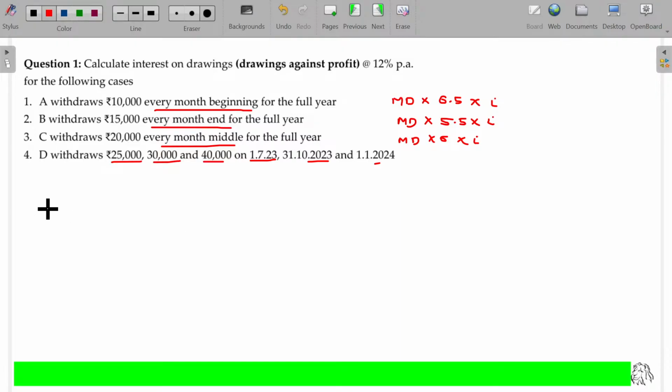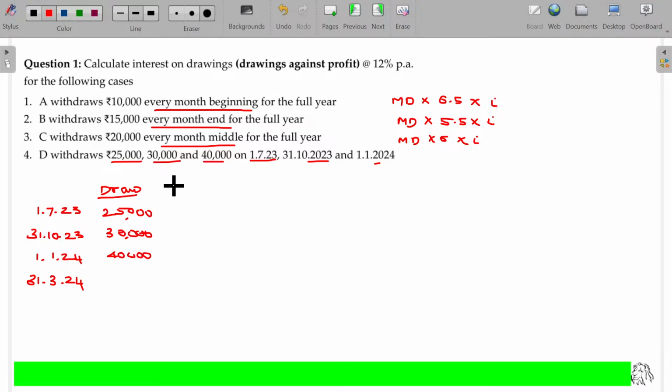Now, the drawings: 17th of the 2023 month being 25,000, and 31st October 2023 the drawing being 30,000, and 1st January 2024 the drawing being 40,000. The year ends on the financial year, we assume it ends on 31st March 24.